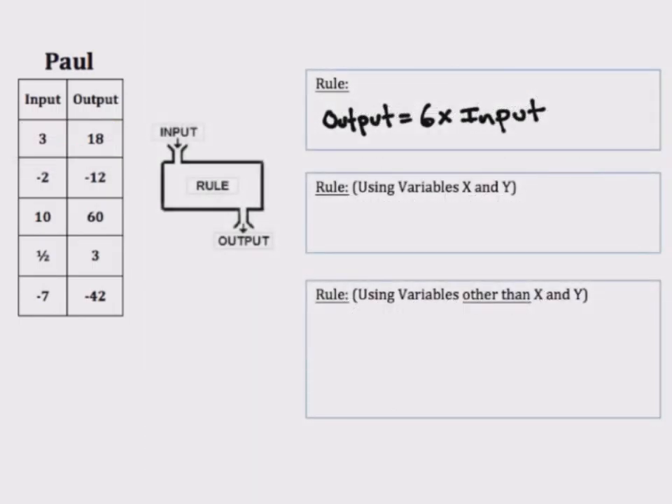So, we want to make sure that our rule works with every single input-output pair, and it just goes to show how many different types of rules we're going to be working with this year. Alright, going back to our rule, output equals 6 times the input.